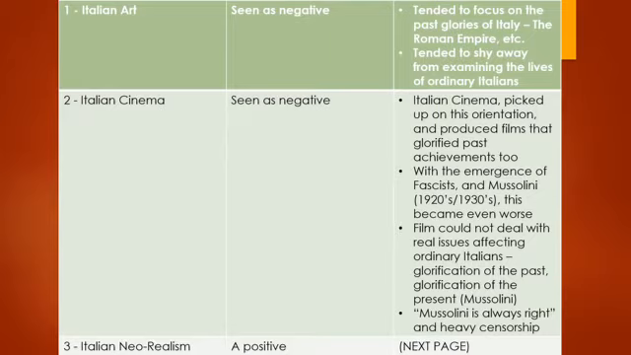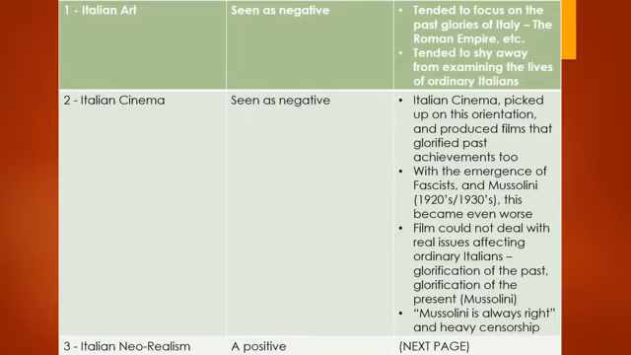And I told you guys it became worse, and it did become worse because in the 20s and 30s Mussolini and the fascists came to power, and now it wasn't just the past that was glorified, but the present was also glorified, right? For Mussolini, Italy as it was was perfect. Nobody was struggling, nobody was having a tough time. He had made Italy perfect. So film could not deal with real issues affecting ordinary Italians. And that's really summed up in that phrase, Mussolini is always right. And indeed he was, right? And if you said he was wrong, you wouldn't be around for long.